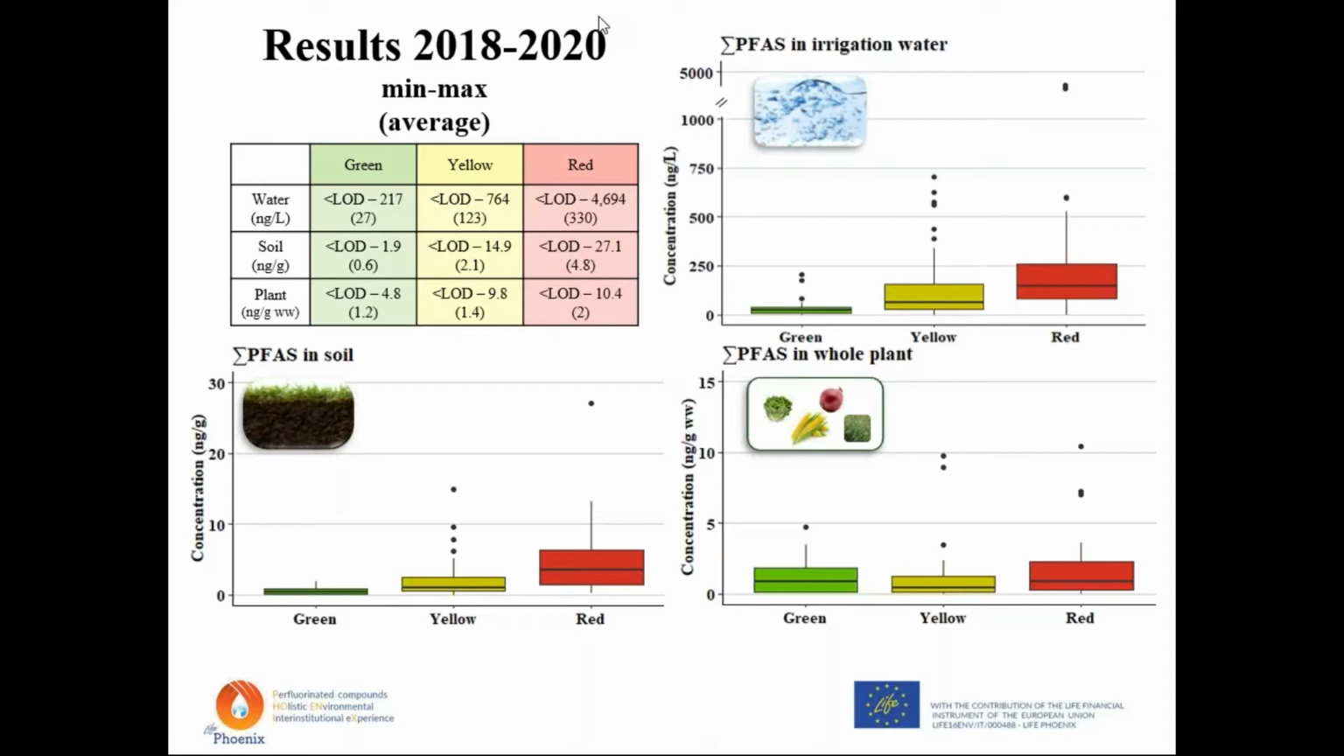So, about irrigation water, the concentration ranged from the limit of detection to 5 micrograms per liter. And here you can see that some events of higher contamination have been recorded. About soil, concentration ranged from the limit of detection to 27 nanograms per gram. And finally, about the plants, you can see that we found concentrations ranging from the limit of detection to 10 nanograms per gram of wet weight.